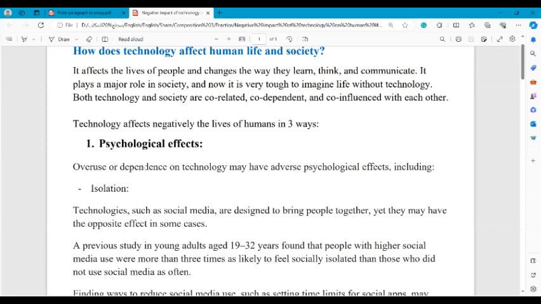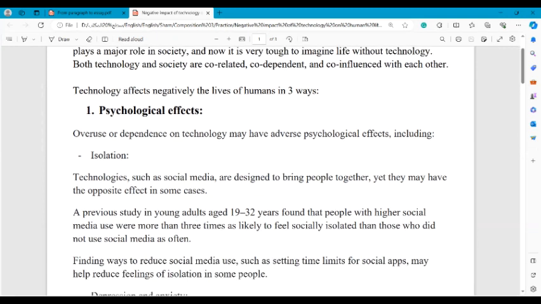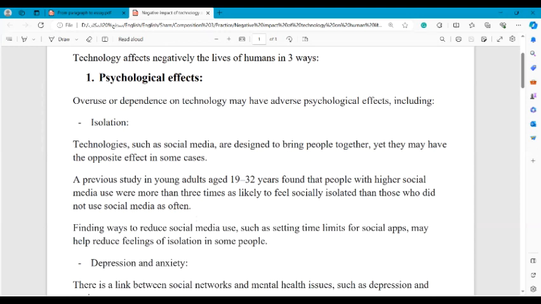So first of all I will start with the first effect, which is the psychological effect. Psychological effect, which is التأثيرات النفسية.